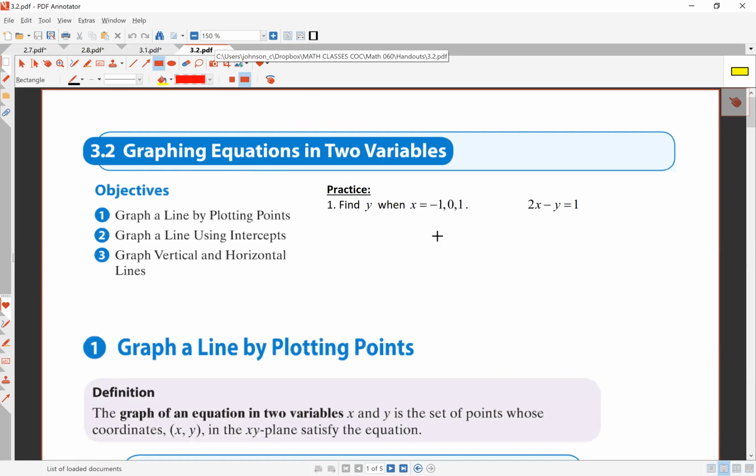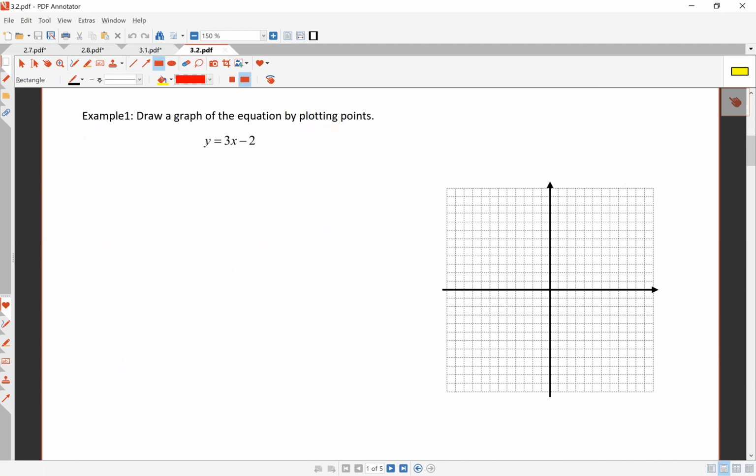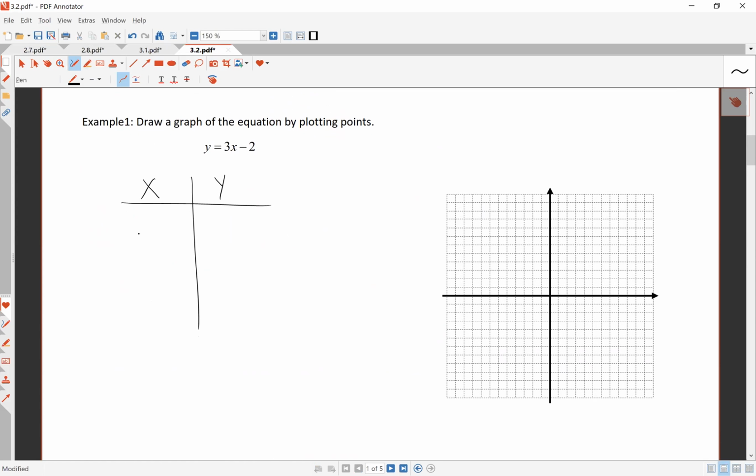All right, 3.2. Now what we do is graph these equations by plotting points. And so what we just saw was that if you set x equal to some number, then you can get a y value out of it. If I set x equal to negative 5, then I'll get 3 times negative 5 minus 2, which is well off my graph paper. Negative 15 minus 2 is negative 17.